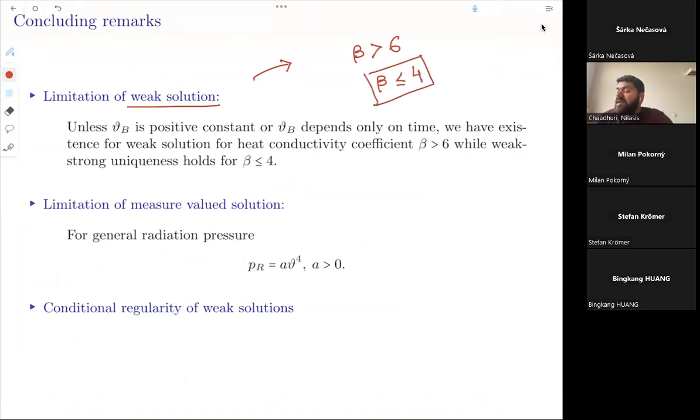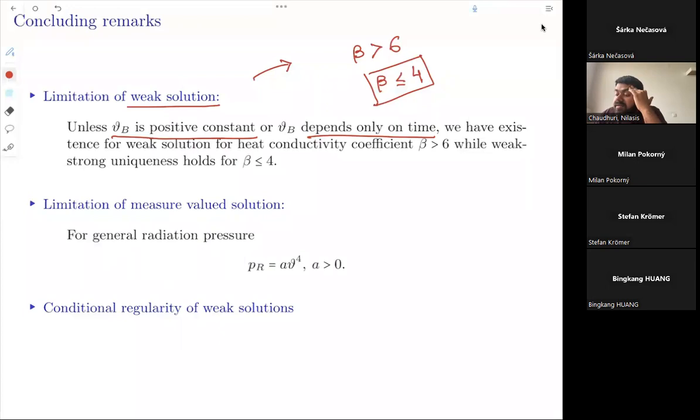So it would be very nice if, using some other techniques, we can prove the weak-strong uniqueness for general beta. Otherwise, if theta b is a positive constant or depends only on time, then yes, we go through.